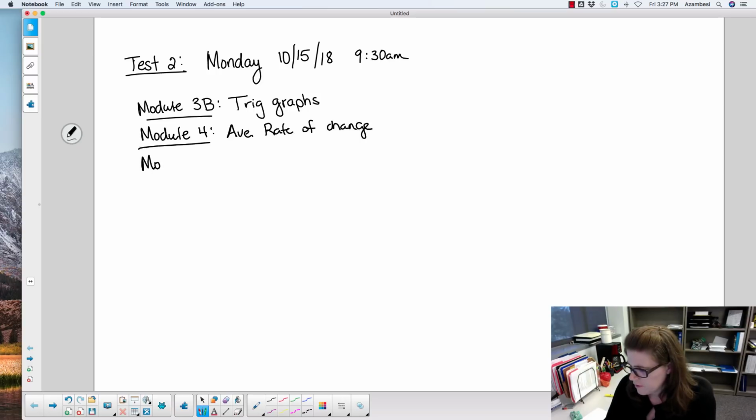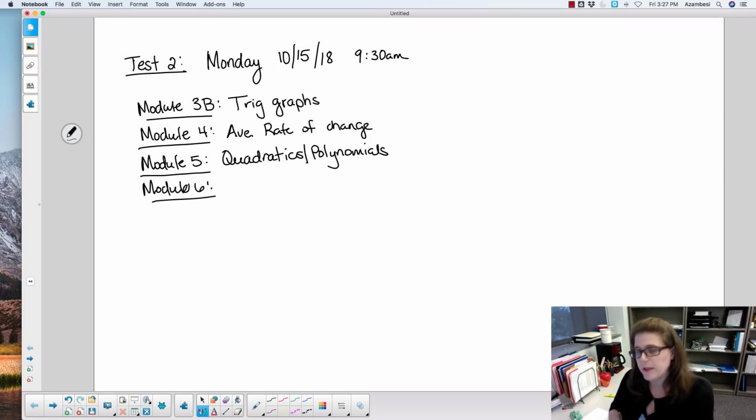Module 5, which is quadratics and bigger polynomials. And the start of Module 6. So we will go through Module 6 where we left off last Monday, which means going through power reducing formulas.